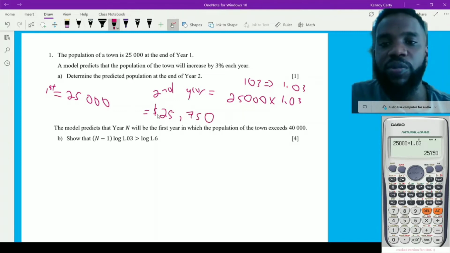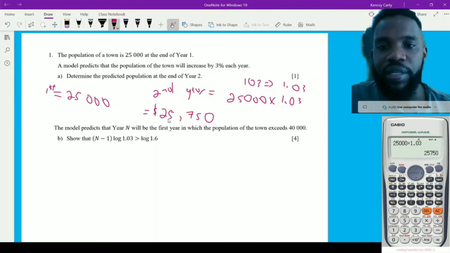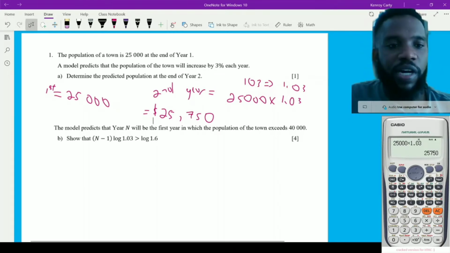Alright, so this is going to be equal to $25,750. Now this represents my population at the end of the second year. That is the amount of persons that are going to be there. Alright, good so far. Let's move into part B.